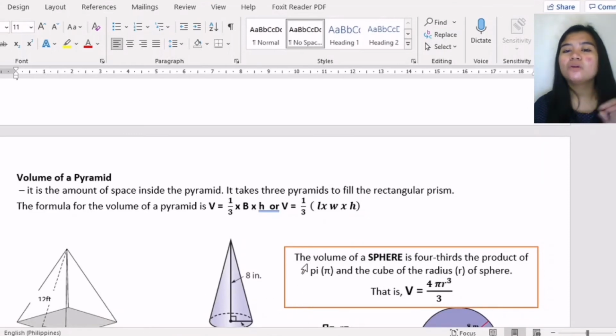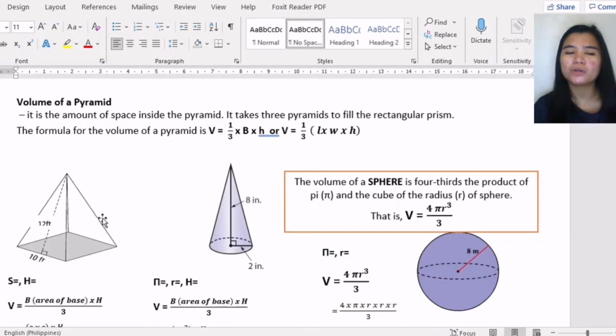Kung ang prism, we're going to find the area and then multiply to its height. So, ano naman kapag pyramid? Sabi dito, kapag ang pyramid ang hinahanapan ng volume, it is the amount of space inside the pyramid, and it takes 3 pyramids to fill the rectangular prism. So, the formula for the volume of a pyramid is volume is equal to 1/3 times the area of the base times height.